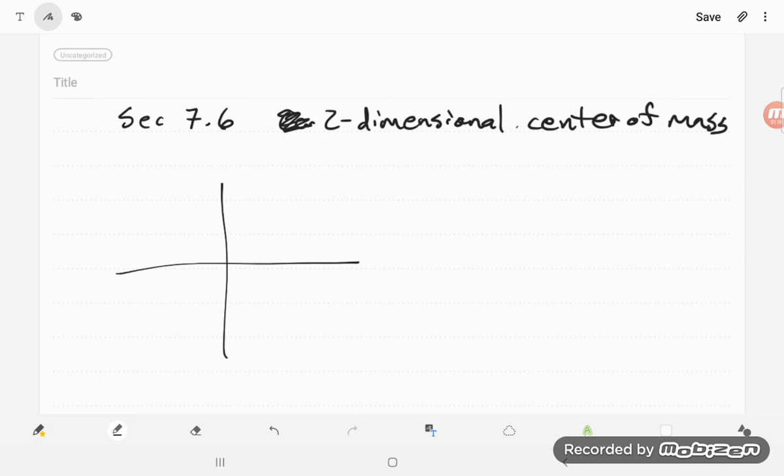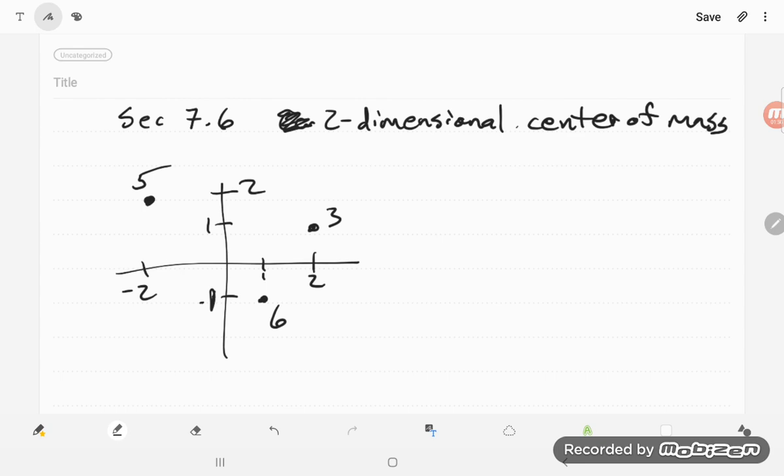So, for instance, I could have a mass here, and maybe that's at -2, 2. I could then have a mass here at 2 and 1, and maybe this is a mass of 5. Here's a mass of 3, and maybe down here I have a mass, there's 1 and -1, and maybe this is a mass of 6.